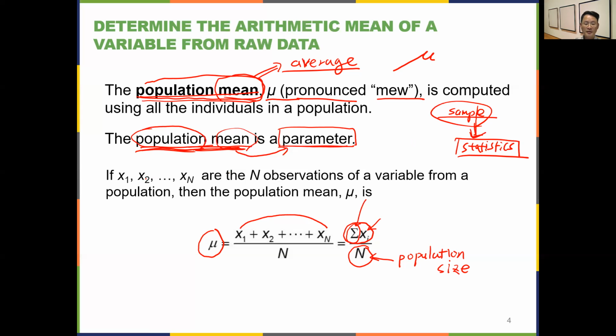Just a little recap. For now, we need to remember what this symbol is about and how we pronounce it. We pronounce this mu, and it refers to population mean, which is population average. But how do we calculate the average? You add all the data points and divide by the total population size. Okay.